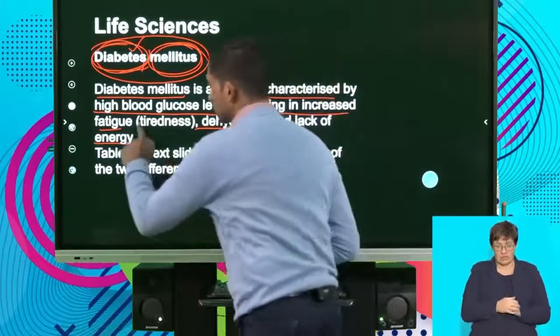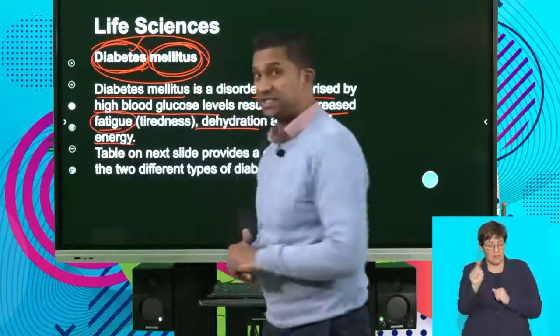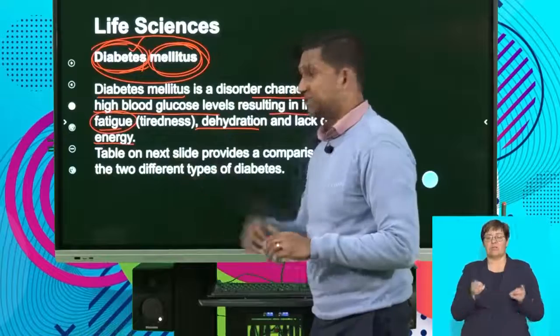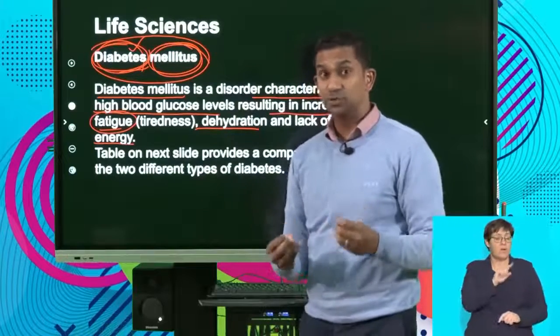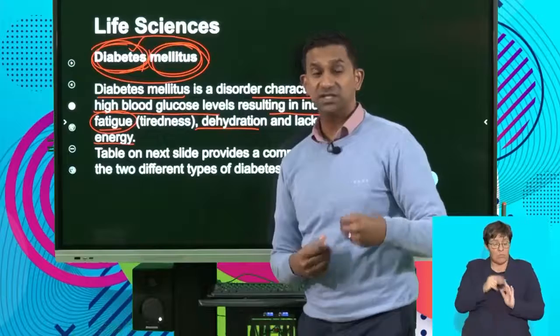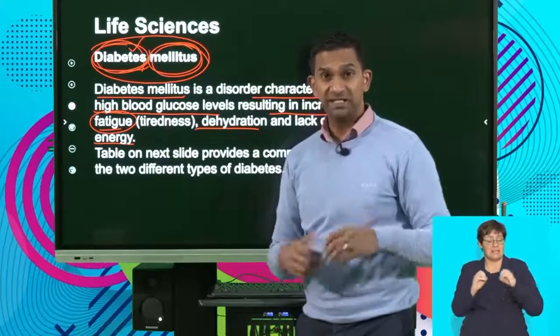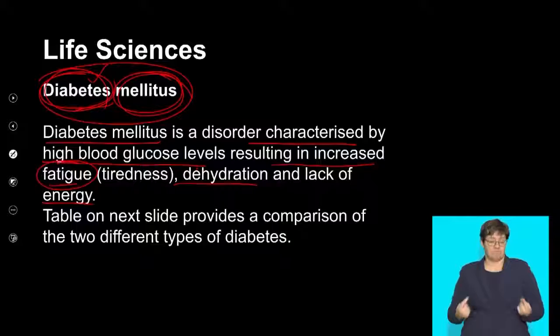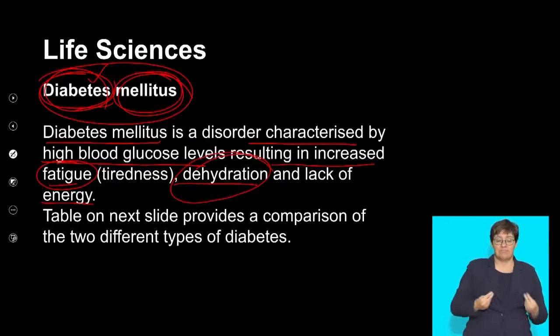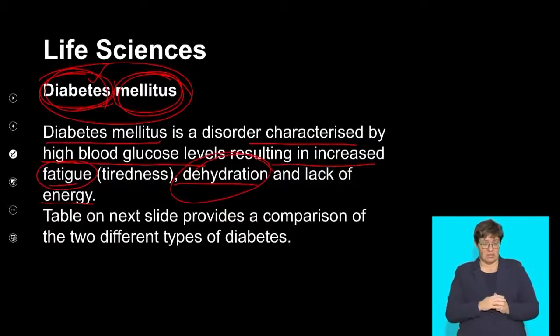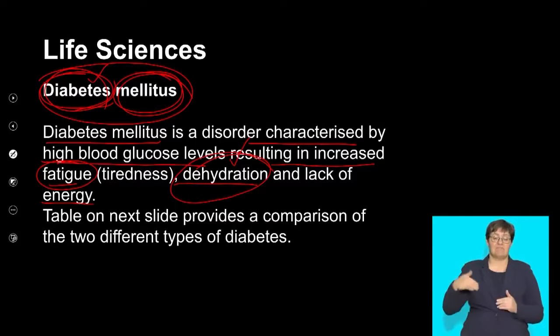And that's the reason why individuals that have diabetes are generally very tired or experience extreme fatigue. It's because they cannot absorb that glucose and use it by the muscle cells to produce ATP. A second symptom is that they experience dehydration. Dehydration again points to the body losing a lot of water, so they tend to be dehydrated and frequently thirsty. And finally, they lack energy.